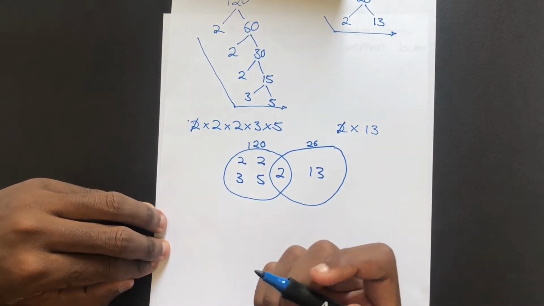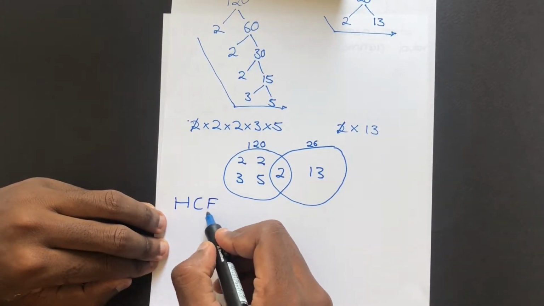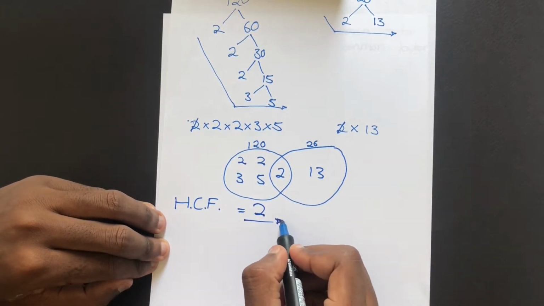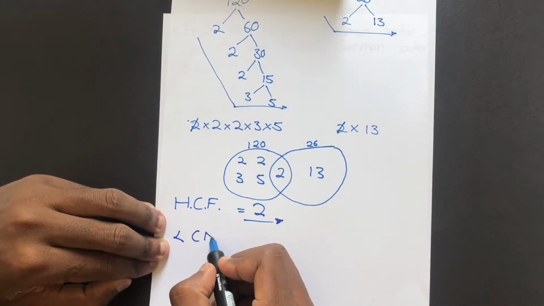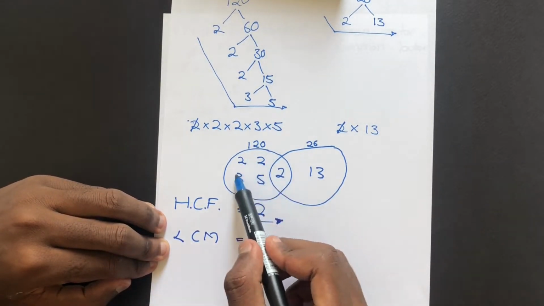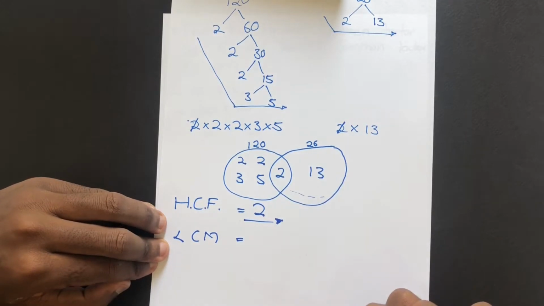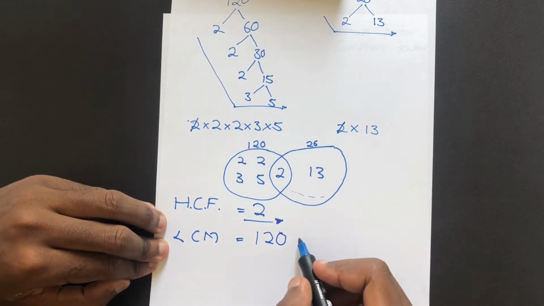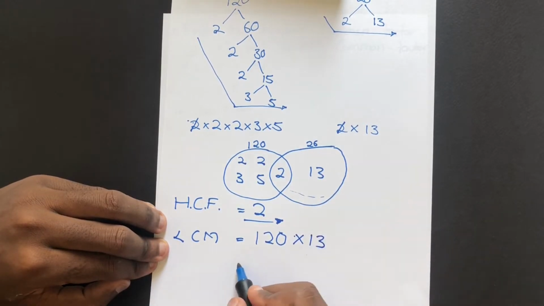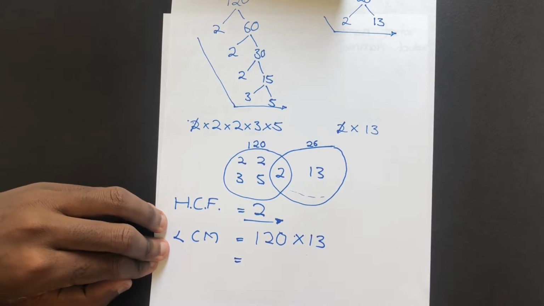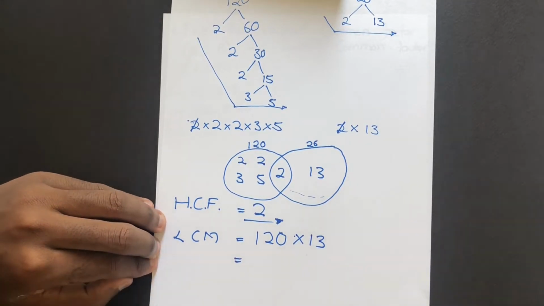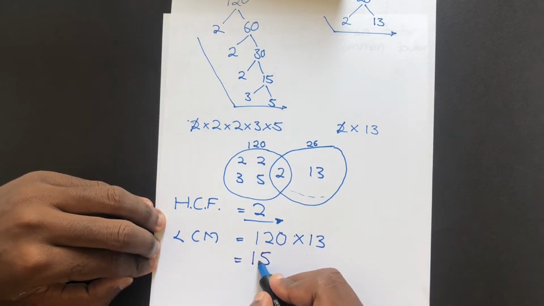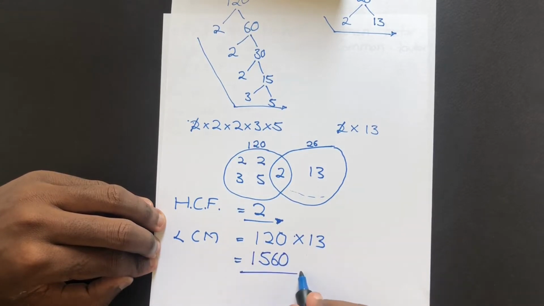Then after this, our highest common factor is the number that is on the intersection. So it's just 2. Then our lowest common multiple is all the numbers multiplied. So it's easy to just multiply one circle, that is just 120, and then multiply with the rest that is left, and that is 13. And then we get our value, which is 1560.